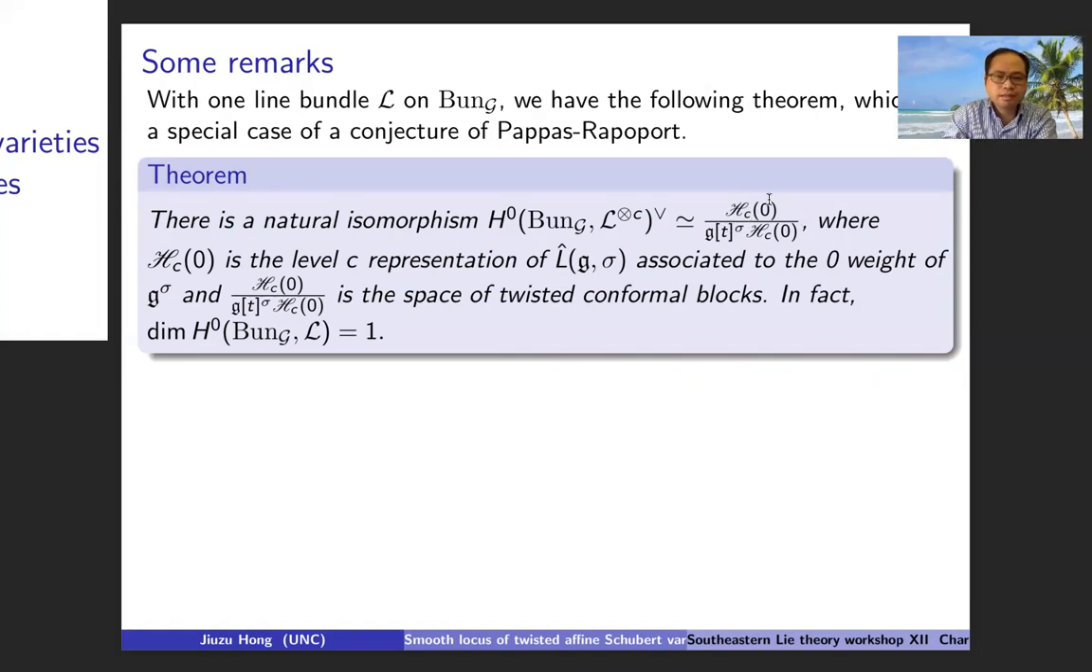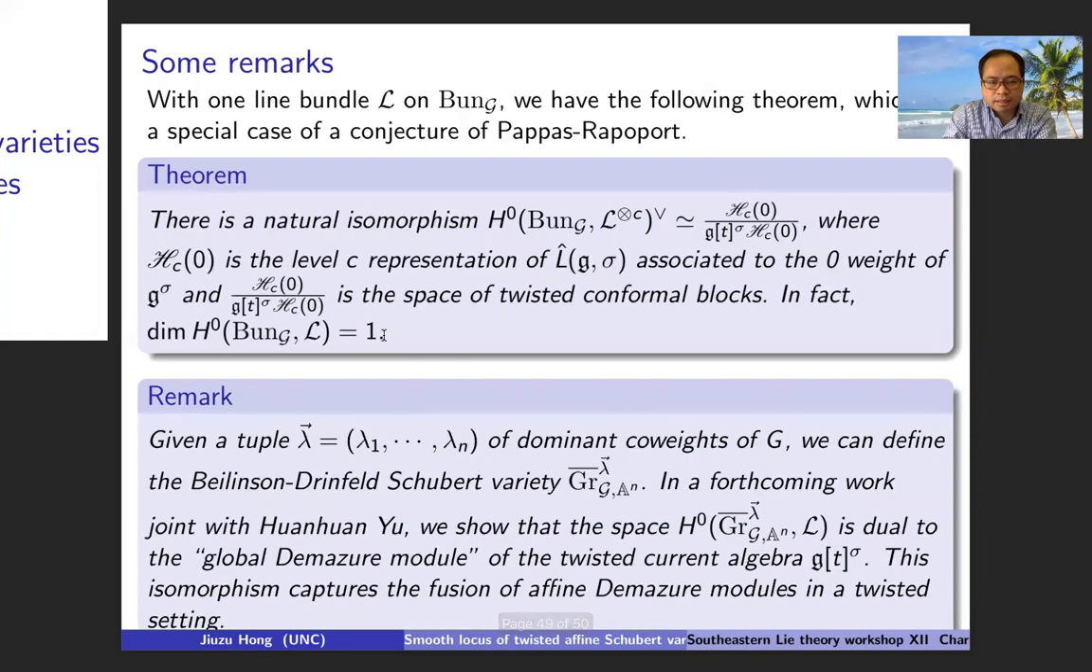Okay, this is level 1 integrable representations of the twisted Affine algebra, also associated to the 0 weight for G sigma. So in particular, by this identification, one can show the dimension of H^0(Bun_G, L) is 1, in fact.